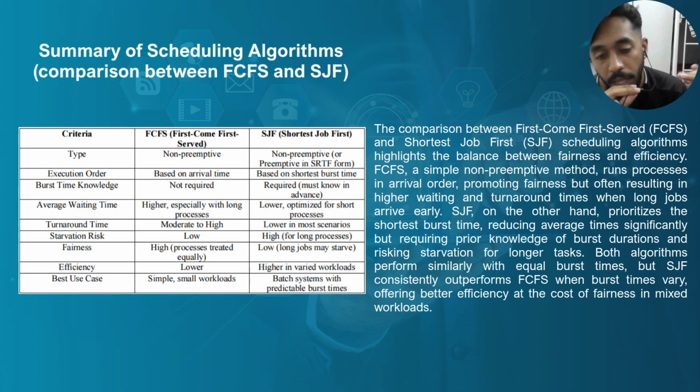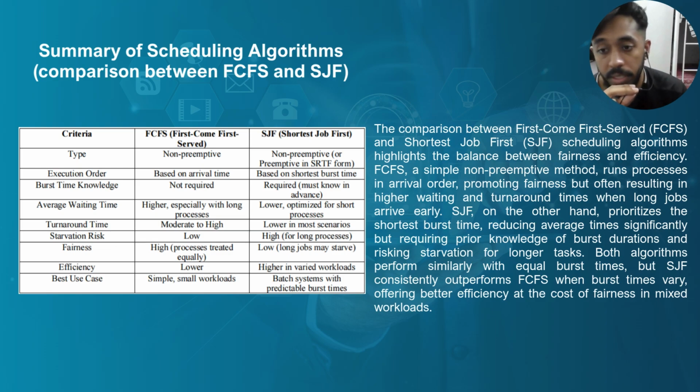And when it comes to fairness, FCFS is quite high because each process is treated equally and they come in first come, first serve order. While for SJF it's quite low because longer jobs may starve due to their higher burst time. And when it comes to efficiency, FCFS is much lower because, let's say the second process has a longer burst time than the third process, it would have to execute the second process first. So it'd take much longer compared to SJF, because SJF goes based on the workload. Whichever workload is lesser, it executes first, and only then goes to the higher workload.